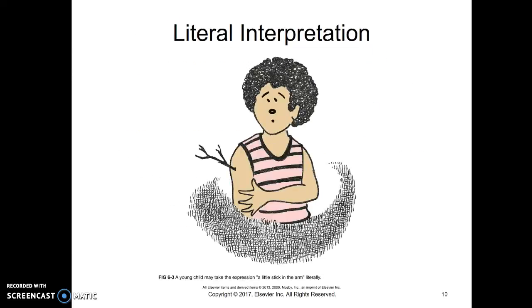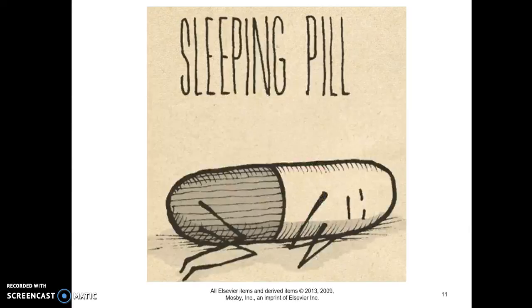Kids are very literal. They are imagining exactly what you say, and if you say you're going to get a little stick in your arm, they're picturing the branch coming out of their arm. If you tell them they need to take a sleeping pill, they're thinking, how funny, I wonder what pills look like when they sleep. So think about a literal interpretation, and is that really what you meant to say?